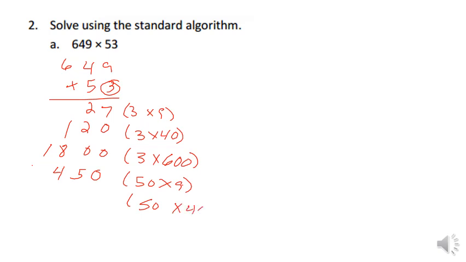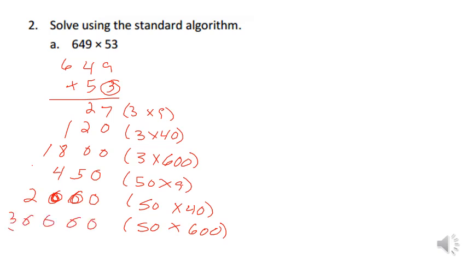Now the next one we have is 50 times 40. Well, I know 5 times 4 is 20 with 2 zeros, so that's going to be 2,000. Make sure those are zeros. And the last one we have is 50 times 600, which I know 3 times 5 is 15... 30 with 3 zeros. So there's 1, 2, 3 zeros with 30.